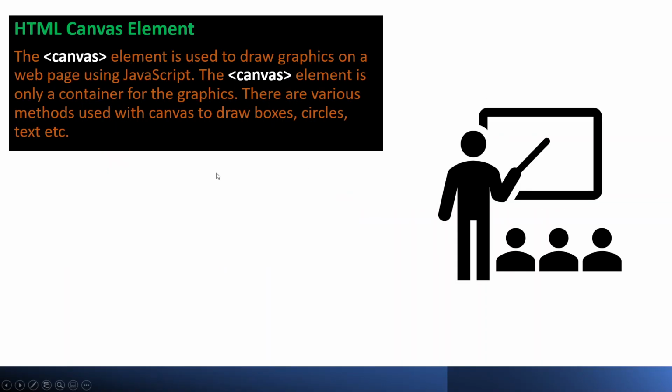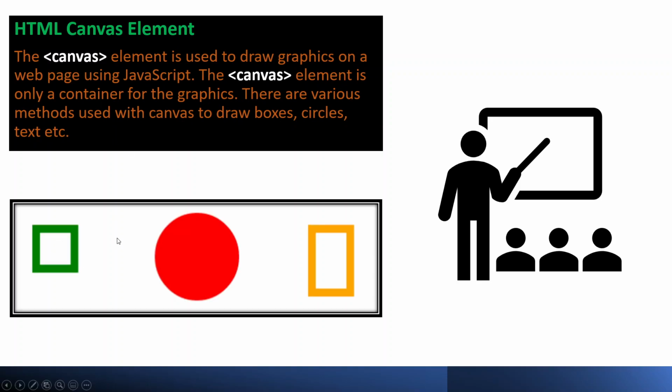The HTML Canvas element is used to draw graphics on a web page using JavaScript. Mainly, the canvas element is only a container to hold the graphics that you're going to draw using JavaScript. There are various methods that the canvas element uses to draw these graphics, such as boxes, circles, and images. You can use it for some fancy animation and all of that.